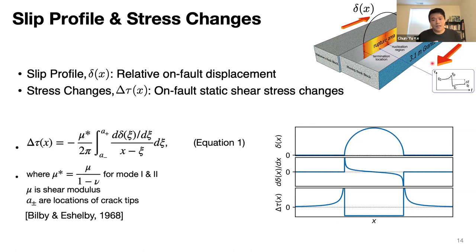The constitutive relation between slip profile and stress changes was derived by Bilby and Eshelby back in 1968. Let's call this equation 1. With this, we can calculate the associated stress change solely from the first derivative of the slip profile and elastic moduli, assuming the medium surrounding the fault remains linear elastic, as shown in the case with this basic elliptical slip profile here.